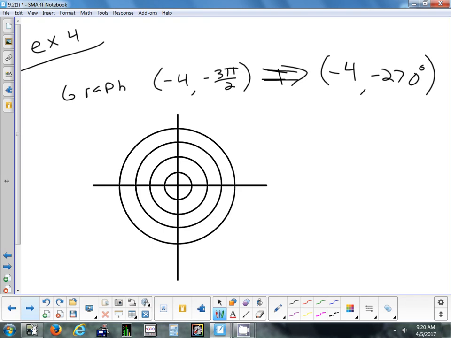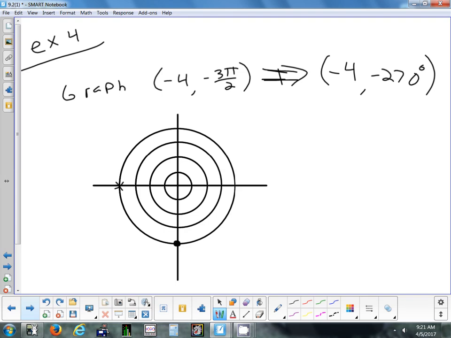Okay, so let's graph that one. I'm going to start by going left 4, and then 270 degrees clockwise. So where's that going to end up? Bottom part would be the y-axis. Yeah, it's going to be right on the negative y-axis on the 4th circle. It's going to be right here.